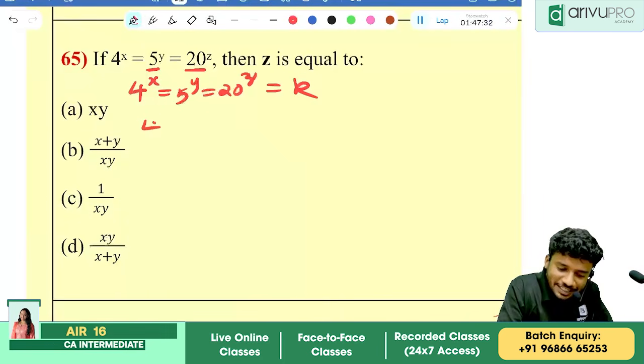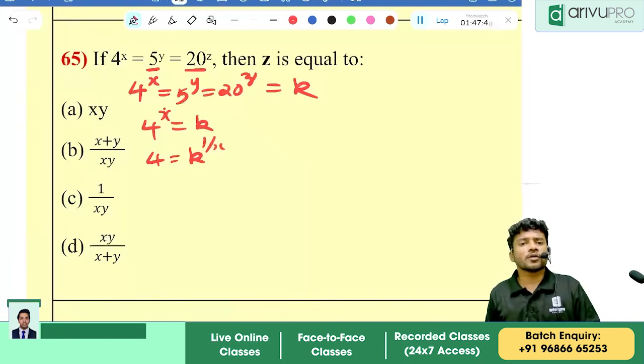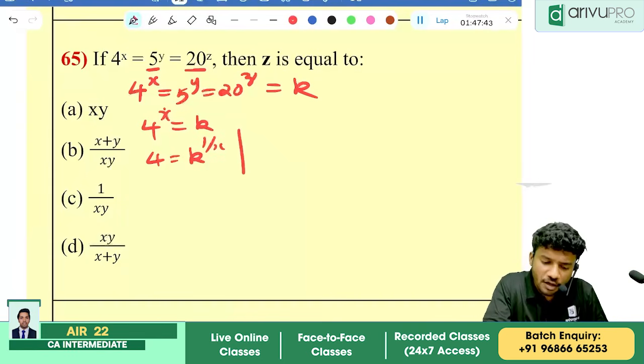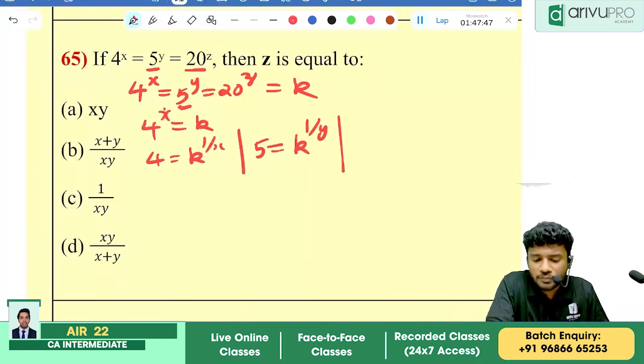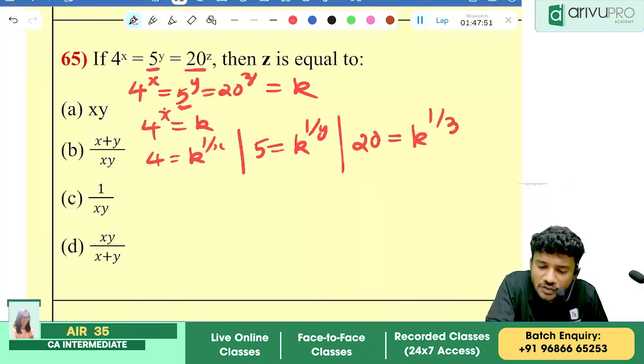Now, from this I can say 4 raised to x is equal to K, right? That means 4 is equal to how much? If I take the inverse, K raised to 1 by x. Then 5 is equal to K raised to 1 by y. Then 20 is equal to K raised to 1 by z.